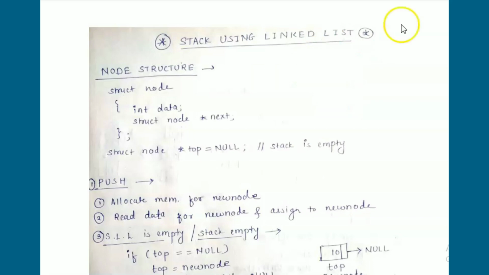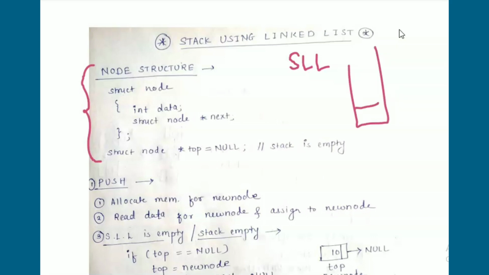Now we want to implement this stack with the help of a linked list. To implement a stack using a linked list, we can use a single linked list. A single linked list is sufficient for performing the push and pop operations as well as displaying the data of the stack. Here I have just declared a node structure which we are going to use for implementation of a stack. Every node of the stack consists of two parts. First is data and second is its next pointer.